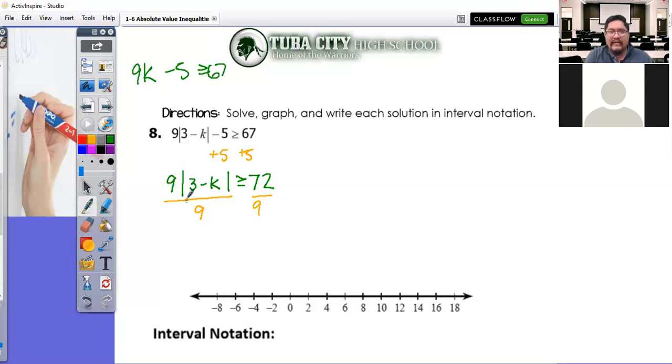So now I no longer have a times by 9, but just to write it again, I'm going to write it again so that way I know that we are going to have the absolute value part isolated on the inequality on this side. And that makes sense so far. I don't think we missed anything. So now that it's isolated, we can break it into 2 parts.